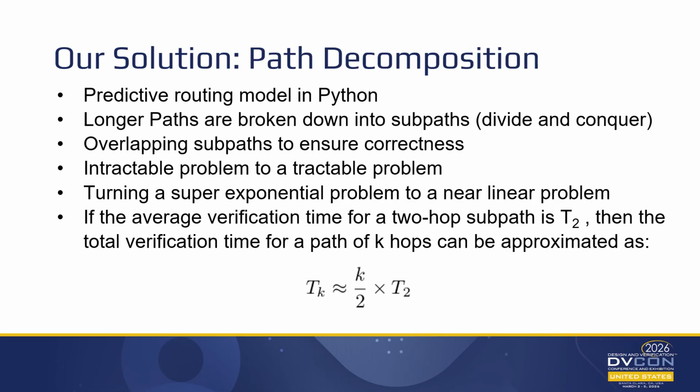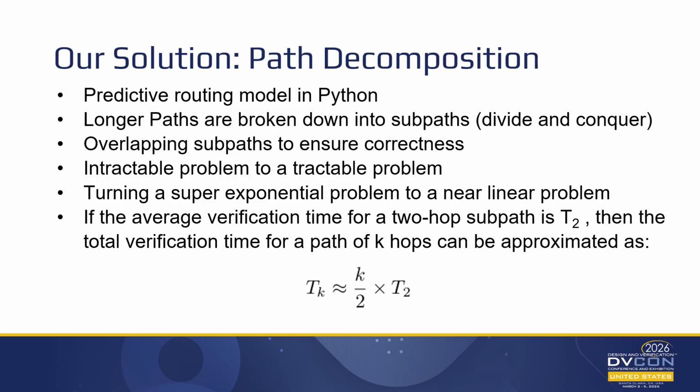To overcome the scalability wall, we developed a new approach, the path decomposition technique. We begin with building a predictive routing model in Python. The core strategy here is a classic divide and conquer algorithm. Instead of attempting to verify a massive end-to-end path as a single path, we break those longer paths down into smaller, manageable subpaths. However, simple decomposition is not enough.